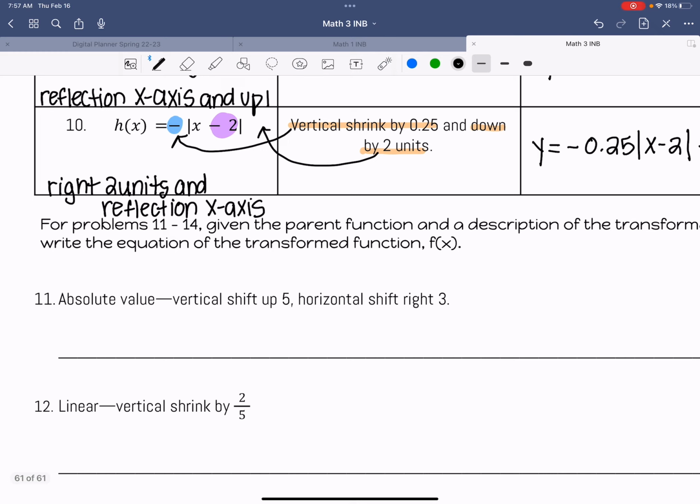And then these are just, can you create your own equation? So we have absolute value, and then for absolute value, we're going to do up 5, and then shift to the right by 3. So if we're going to go up 5, that means that that's going to be the k value, and then to the right, that's the h value. So right means we're going to do minus 3, up 5 means we're going to do plus 5. So this is going to be x minus 3 on the inside, plus 5 on the outside.